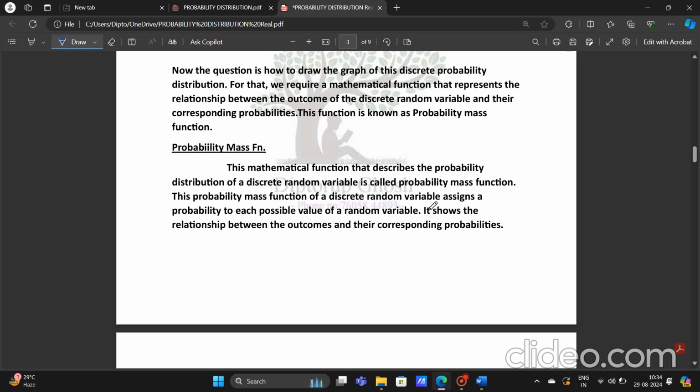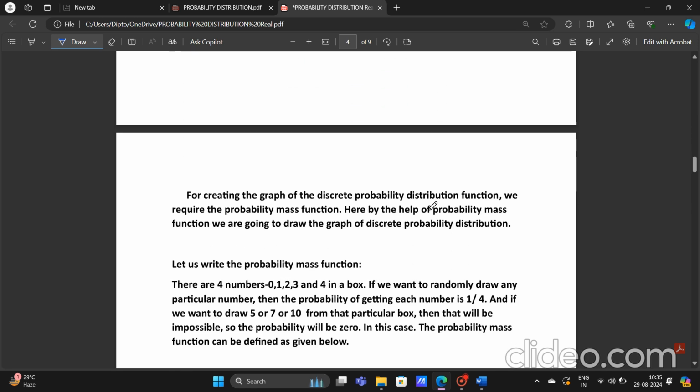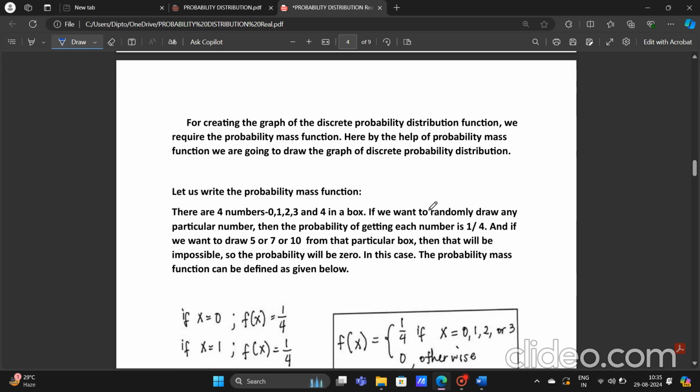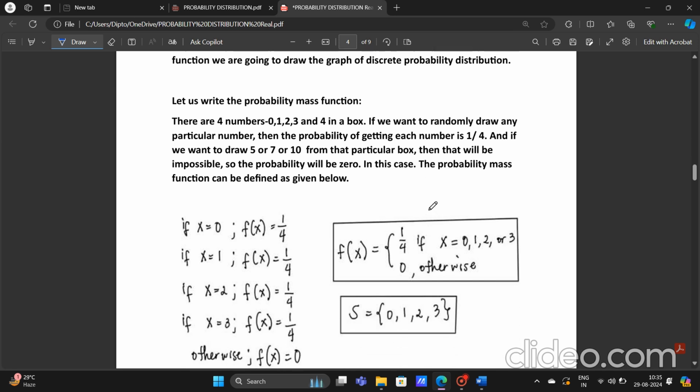Let us write the probability mass function. Suppose there are 4 numbers, 0, 1, 2 and 3, in a box. If we want to randomly draw any particular number, the probability of getting each number is 1 by 4, right? And if we want to draw 5 or 7 or 10 from that box, then the probability will be 0, obviously, because there is no 5, 7 or 10 in the box. There are 4 numbers only in the box. Sorry, this 4 should not be here. If you are writing it, then don't write this 4. There are only 4 numbers in the box: 0, 1, 2 and 3.